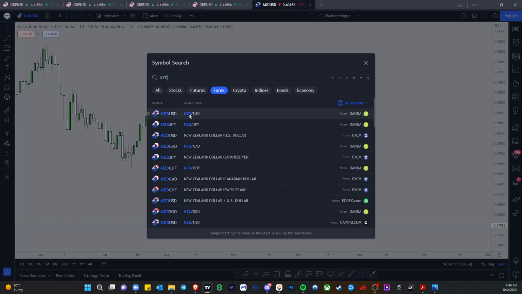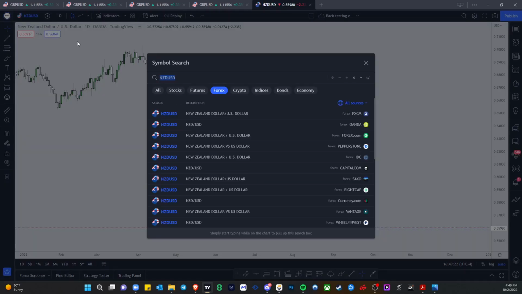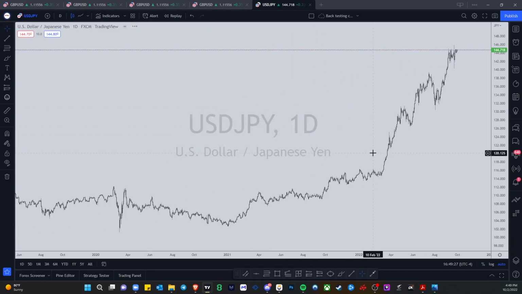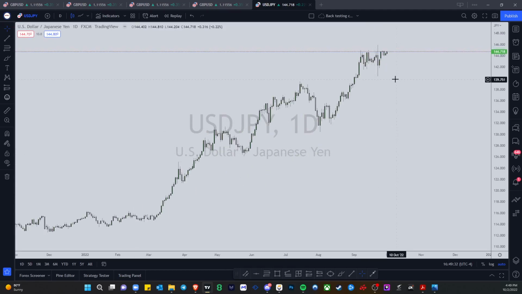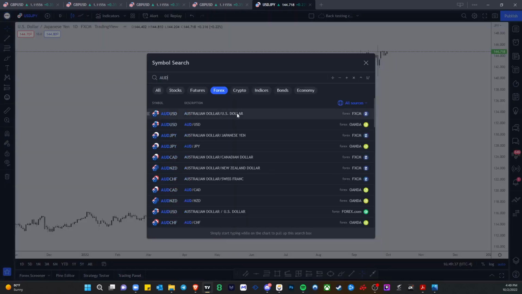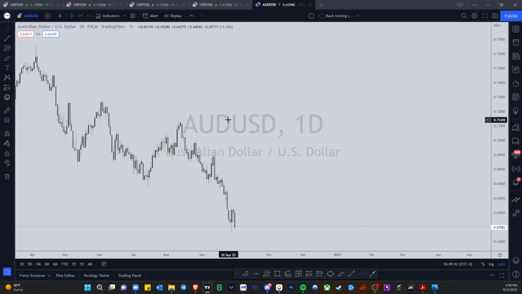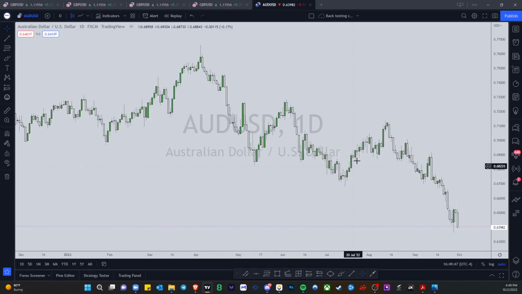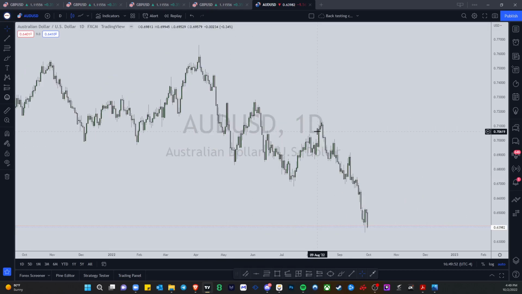NZD USD is also another slow pair. I think USD JPY is also another slow pair I would recommend you trade. But the cleaner one, where you get familiar with how the market works and what the market structure actually looks like, will be AUD USD. So this will be the number one pair I would recommend for new beginners to trade.